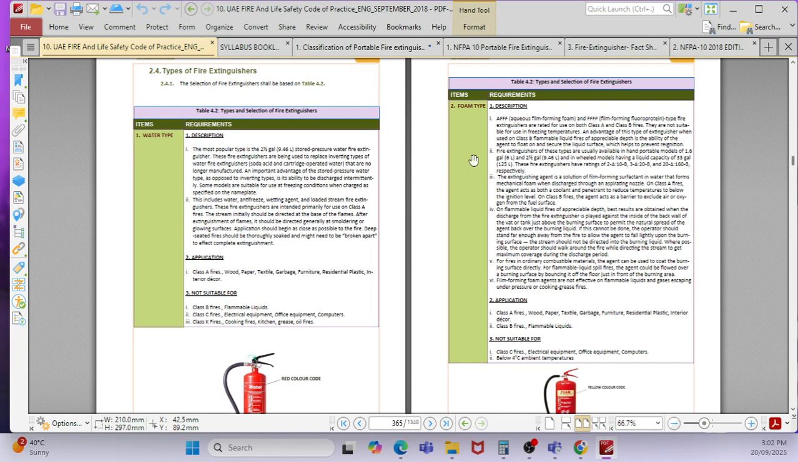Similarly for foam type. There is another type of fire extinguisher which is foam type. Also you have the foam which is used for generators, right? For generator application you have a foam sprinkler system. What types of foams are available, like AFFF, aqueous film forming foam, or fluoroprotein type fire extinguisher.